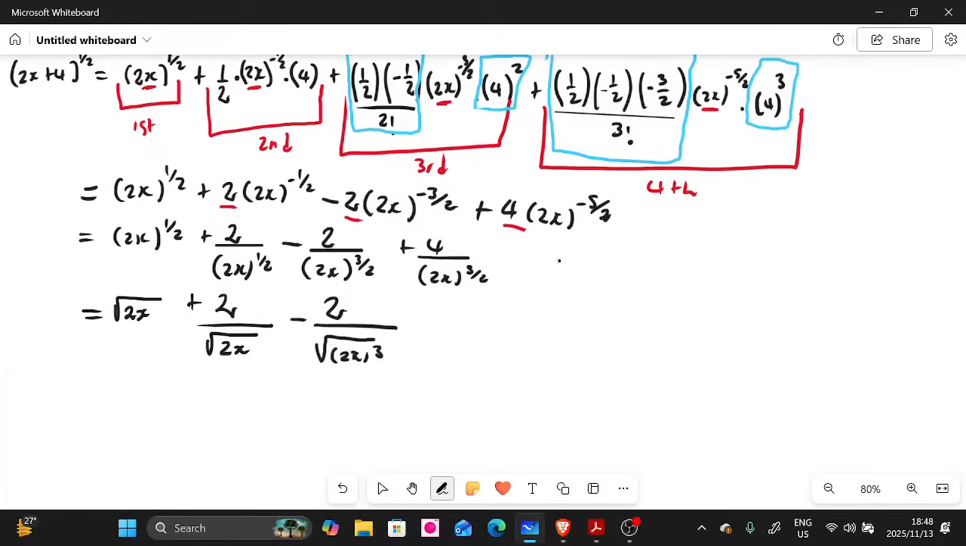I hope you can see this as well, right? And the last one there, this is 5, by the way, guys. It's 5. It's going to be 4, right, divided by the root of 2x to the power of 5.